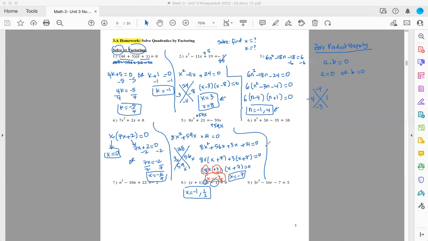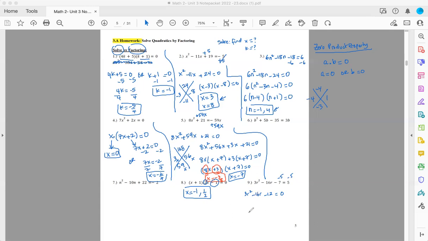How simple it gets. Lastly, in number 9, you have 3r squared minus 16r minus 7 equals 5. I'm going to take away 5 from both sides, because I want the 0 on the right-hand side. So this becomes -12 equal to 0. And again, I try to see if I can factor a GCF out. There's no GCF. 3, 16, and 12 don't have anything in common. We call them relatively prime, so they don't have a common factor except for 1.